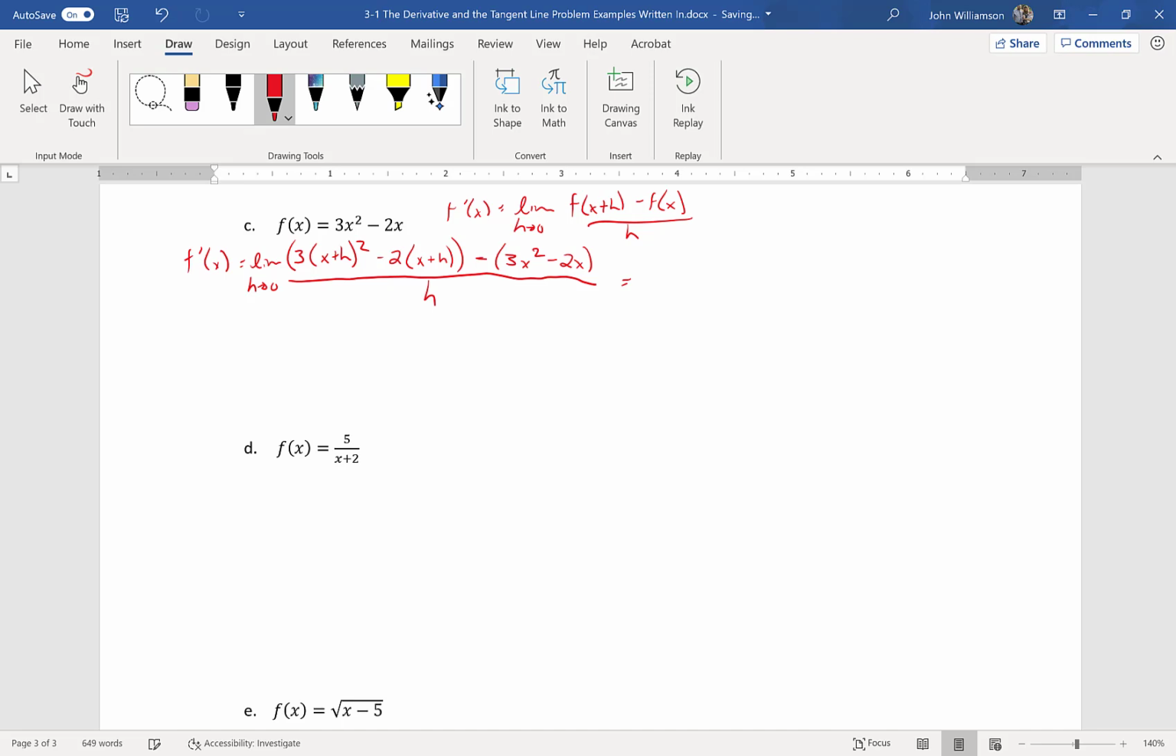So how can we clean this up a little bit? Well, the easiest way is to go ahead and foil out x plus h squared and then distribute everything through and see where that gets us. So limit as h is approaching 0.